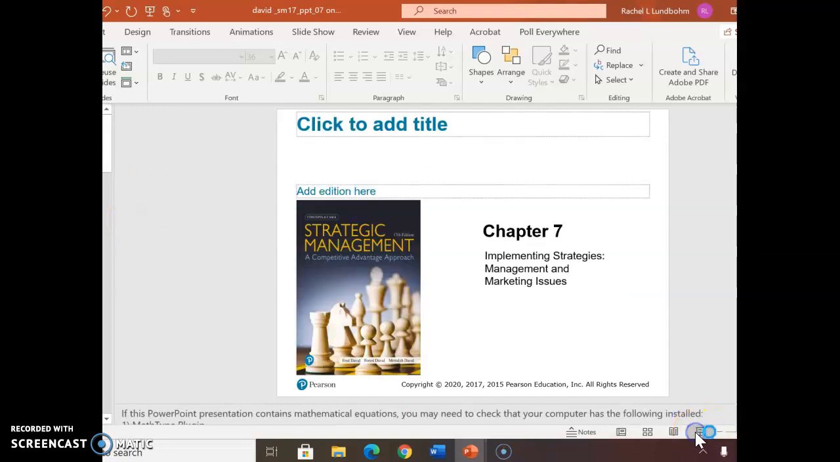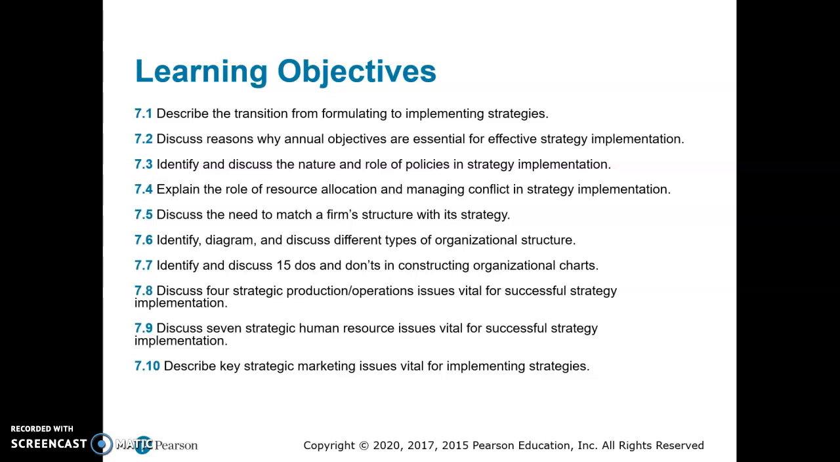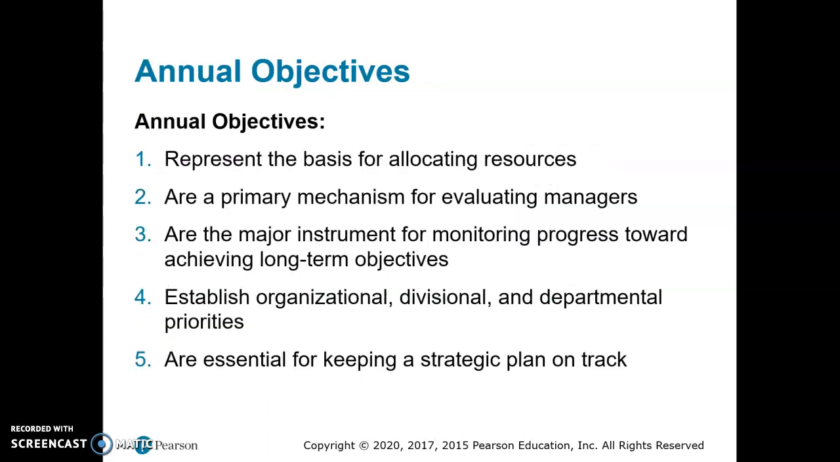All right. In this mini lecture, we're going to be looking at Chapter 7, Implementing Strategies, Management and Marketing Issues. You can pause the screen and read the learning objectives at this time if you would like to. First, let's start by looking at annual objectives.